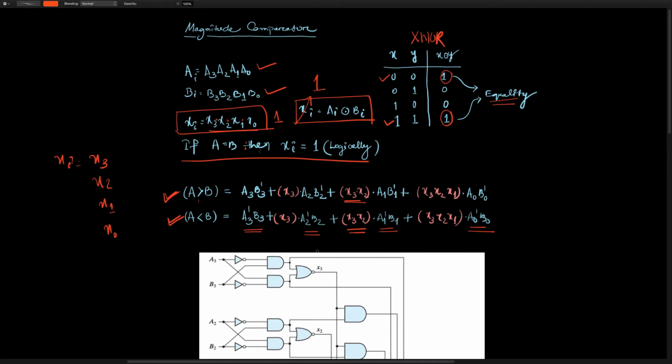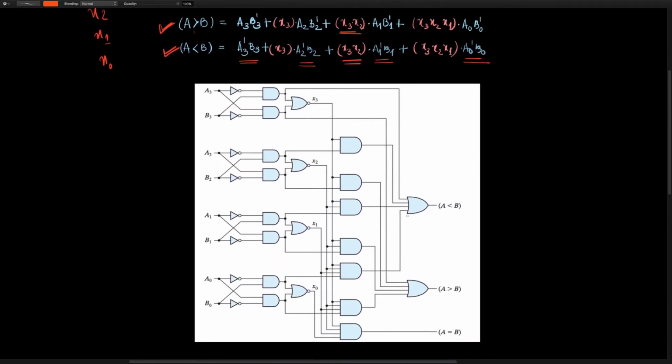Now you can implement that very thing with a logic diagram, and that will give us the three expressions here. Only one of them would be high at a single time, whereas the other two would be 0, and whichever is high, that particular statement is true. So this is how you design a magnitude comparator.